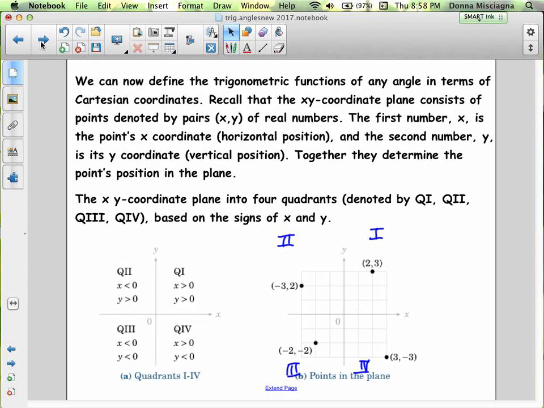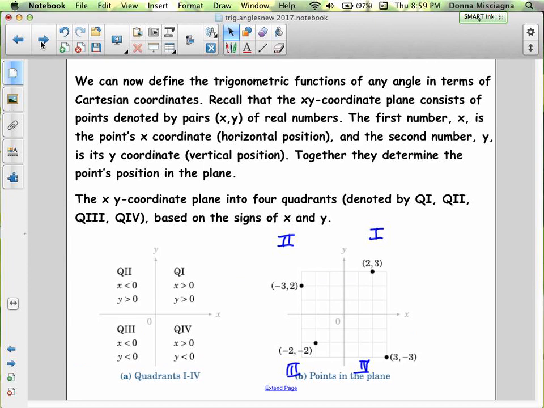We can now define the trigonometric functions of any angle in terms of Cartesian coordinates, points on the coordinate plane. Recall that the xy coordinate plane consists of points denoted by pairs x, y of real numbers. The first number x is the point's x coordinate, horizontal position, and the second number y is the y coordinate, vertical position. Together, they determine the point's position in the plane.